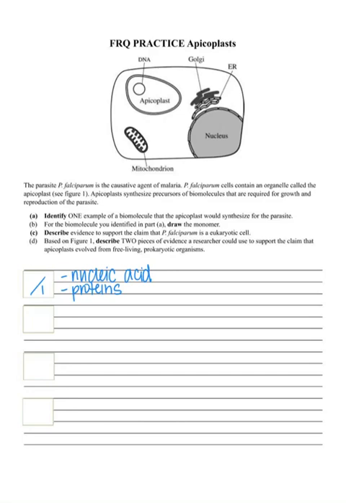Now, Part B says, for the biomolecule you identified in Part A, draw the monomer. So, if you identified in Part A nucleic acid, you would need to draw a nucleotide. A nucleotide consists of 3 main parts. It consists of a phosphate group, a 5-carbon sugar, and a nitrogenous base. So, if you drew this, you would get your point for that.